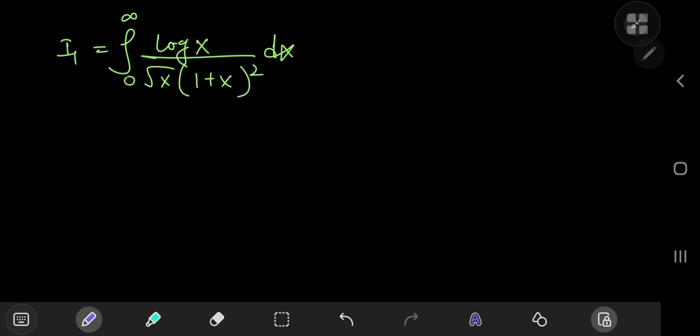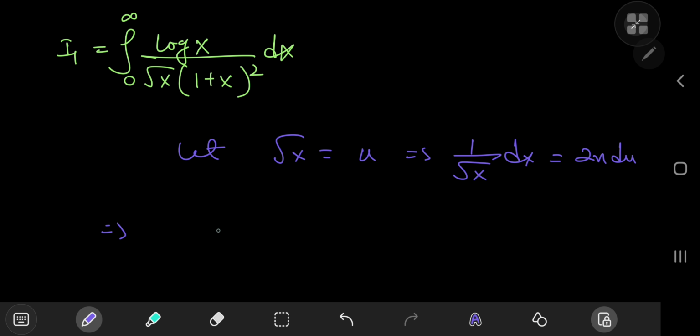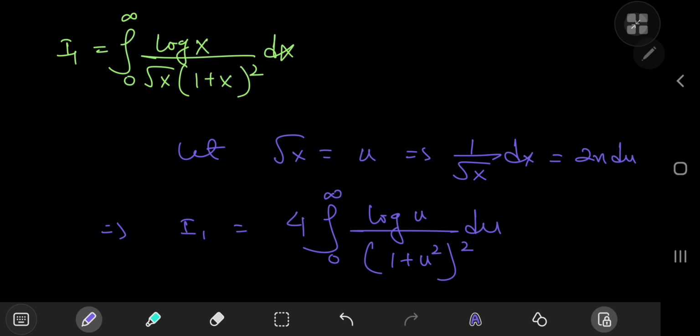So here's I sub 1, the new star of the show. First, let's make a substitution to make our lives easier. Let root x equal u, which implies that 1 by root x dx equals 2u du. And this implies that I sub 1 equals twice the integral from 0 to infinity of log of u squared, which of course equals 2 times the logarithm of u. So you get 2 times 2 is 4. And 1 by root x dx is the new differential element du, and you have to divide all of this by 1 by u squared squared.